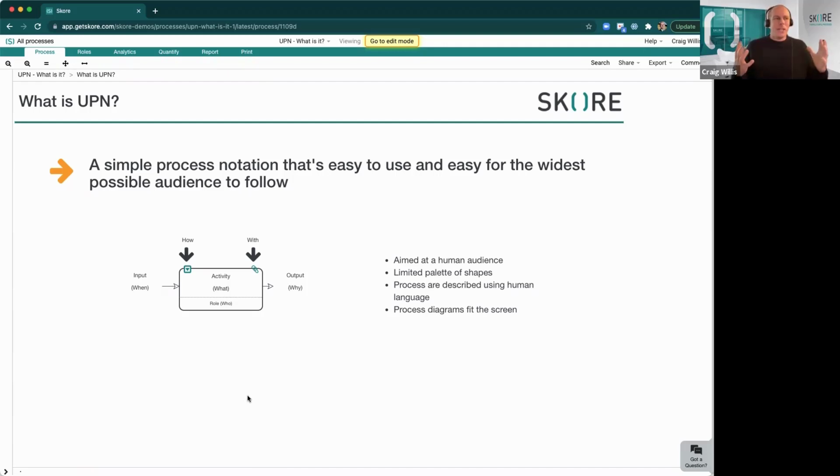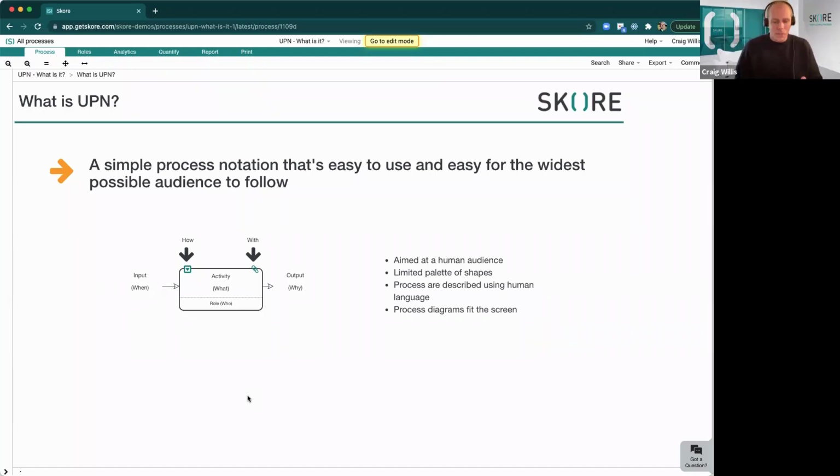And by that I mean, ideally you want to try and make it fit on the screen. The thinking behind UPN was very much around delivering processes through a digital medium, i.e. through a screen on a laptop or a computer. And therefore, it's much easier if you can see all of it in one go on the screen rather than having to scroll around left to right or up and down.